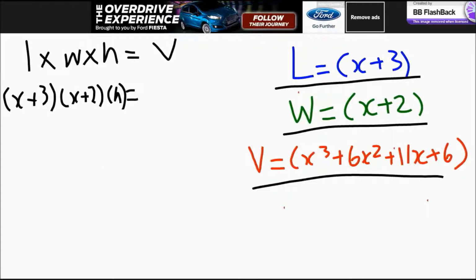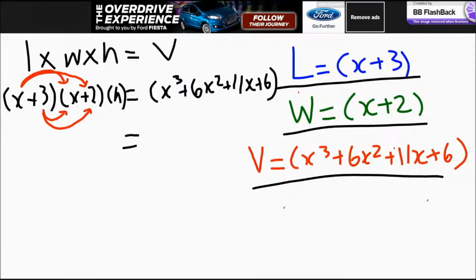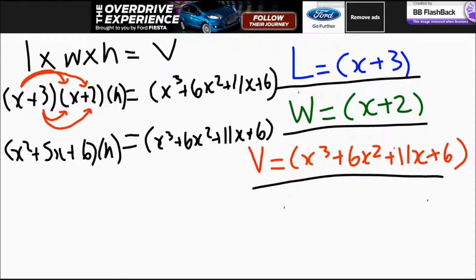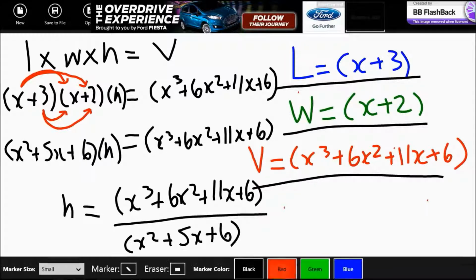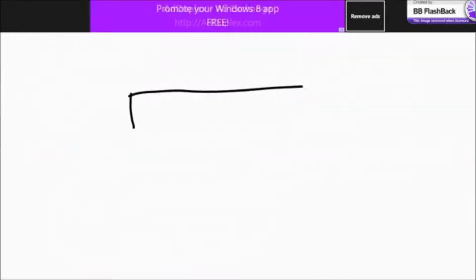Step number 2 is to use FOIL to create one polynomial instead of two. The product of x plus 2 and x plus 3 is x squared plus 5x plus 6. Then divide x cubed plus 6x squared plus 11x plus 6 by x squared plus 5x plus 6 to completely isolate for the height.